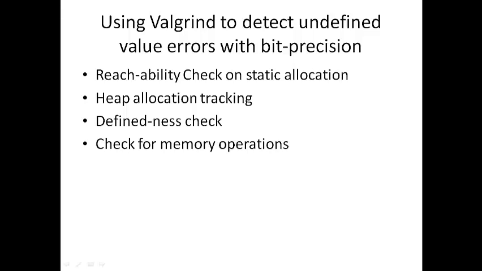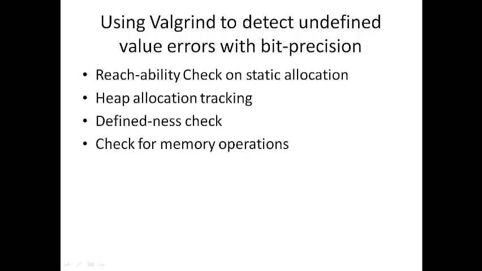The first one is reachability check. It means that the memcheck operation keeps track of all the static allocation that we do in our program. The second is heap allocation tracking. The memcheck operation will keep track of all the heap allocation, that is the dynamic memory allocation that we do in our program.